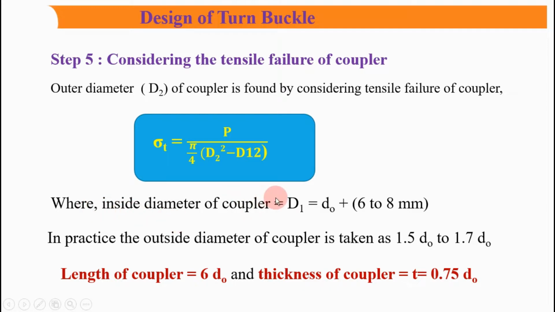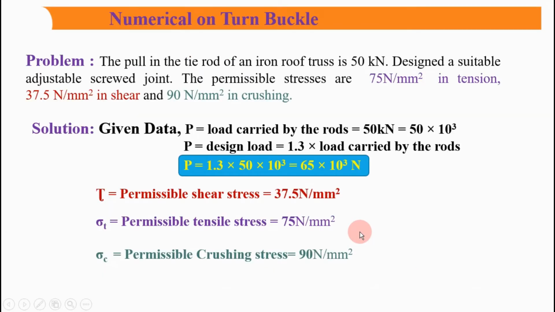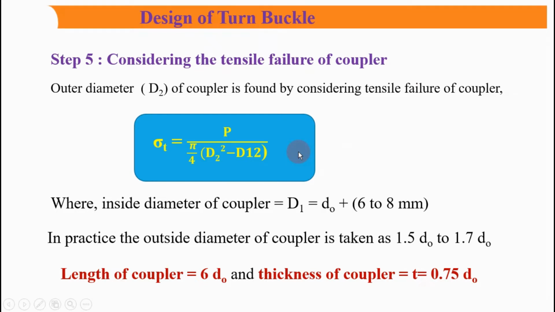The inside diameter of the coupler is D1, equal to DO plus 6 to 8 mm, that we need to change. D1 is equal to DO plus 6 to 8 mm. In practice, the outside diameter of the coupler is taken as 1.5 DO to 1.7 DO. So after calculating the value of D2, we need to change it to 1.5 times DO or 1.7 times DO. The length of the coupler is equal to 6 times DO, and the thickness of the coupler T is equal to 0.75 times DO. All these empirical relations we can use after finding the value of DO or D2. So these are the design steps of the turnbuckle.